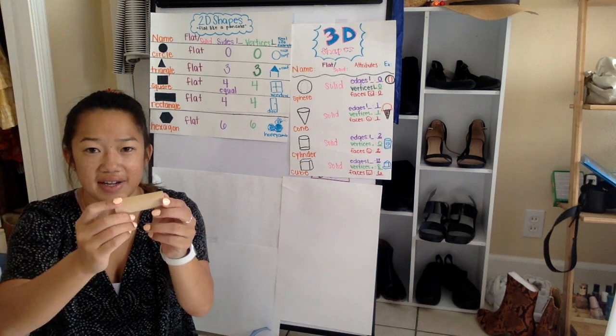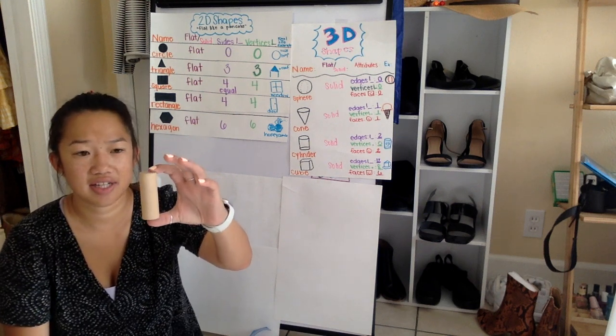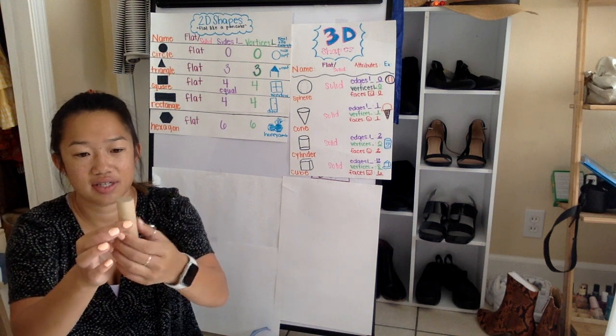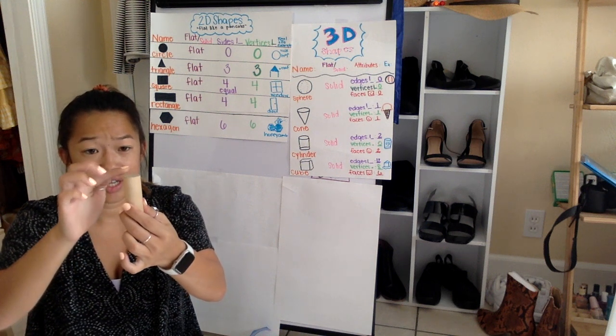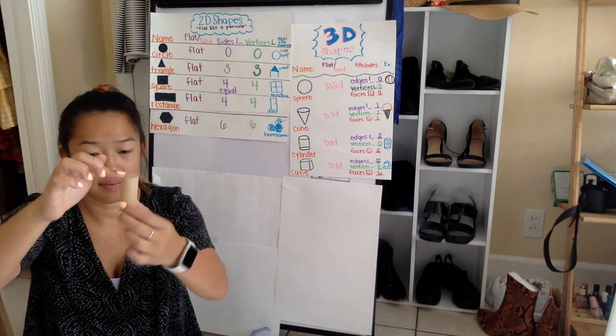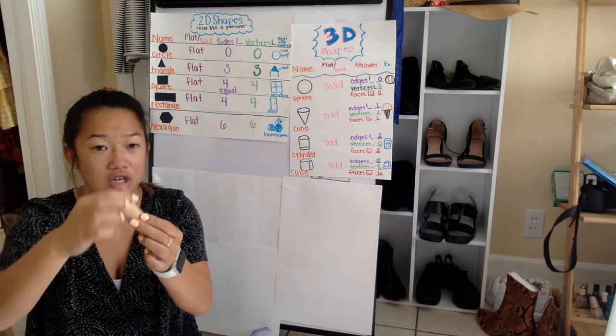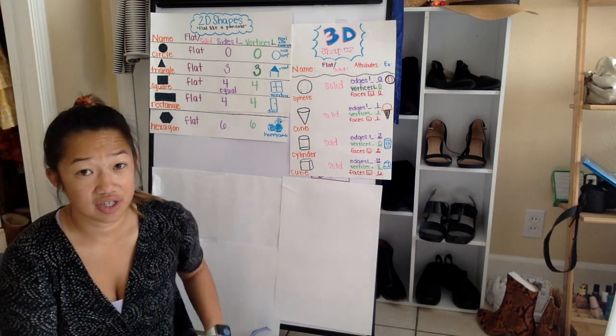It's solid. You are right. All right, let's take a look at their edges. Let's count the cylinder's edge. We have one edge right here and a second one here. So a cylinder has two edges.